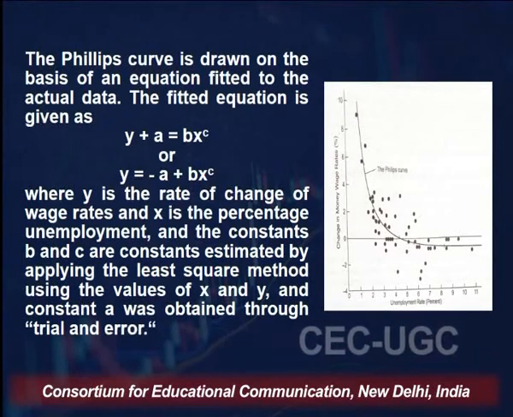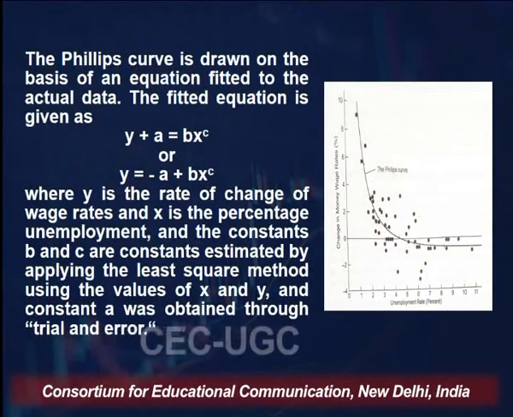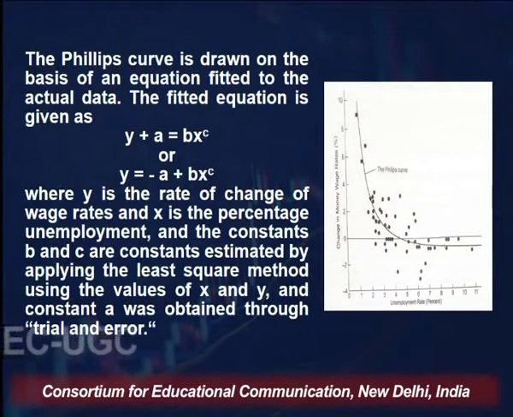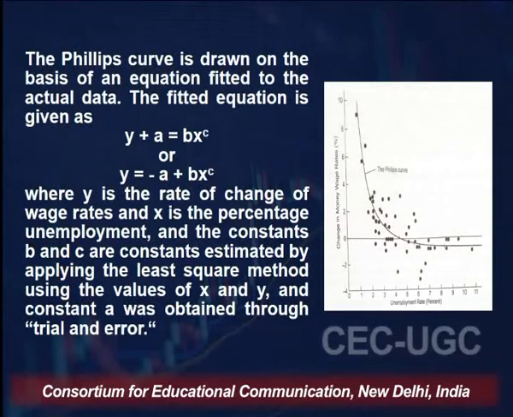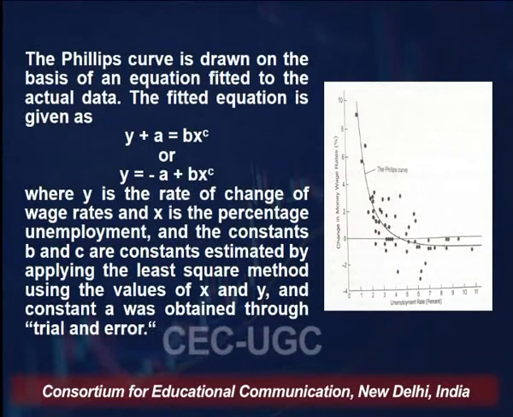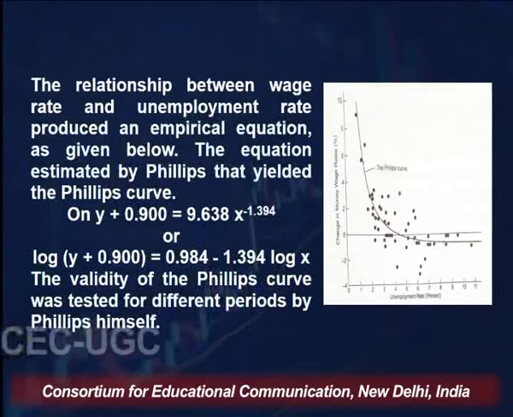Now, where y is the rate of change of wage rate and x is the percentage of unemployment, and the constants b and c are estimated by applying the least squares method using the values of x and y, and constant a was obtained through trial and error. And this you can see in the diagram, these dots, and if we join these dots, you find that there is an inverse relationship between the inflation rate and unemployment rate.